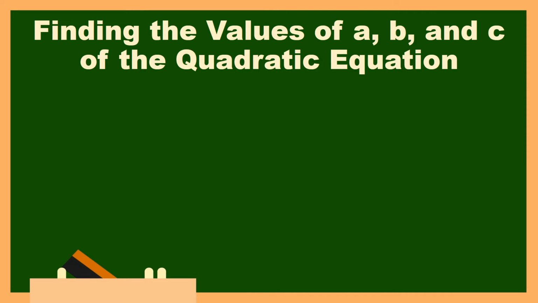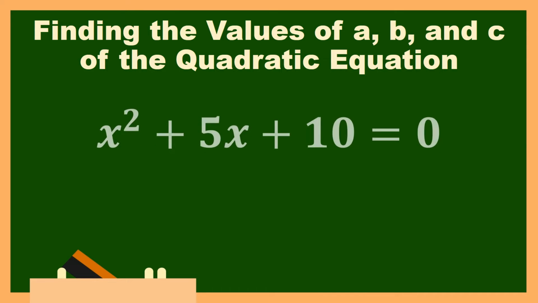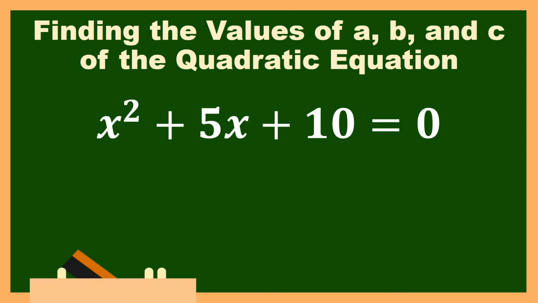Finding the values of a, b, and c of the quadratic equation. Remember po na ang values ni a, b, and c dito ay mga real numbers at dapat ang value ni a ay hindi siya equal to 0. For example, x squared plus 5x plus 10 equals 0. Okay, paano po natin dito hahanapin ang value ni a, b, at saka c?